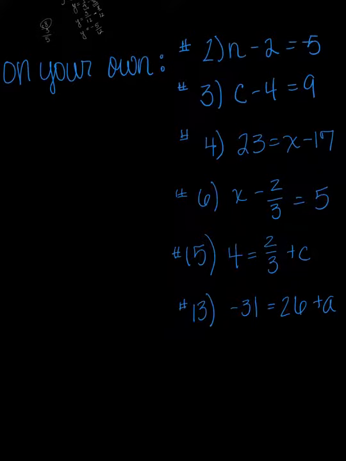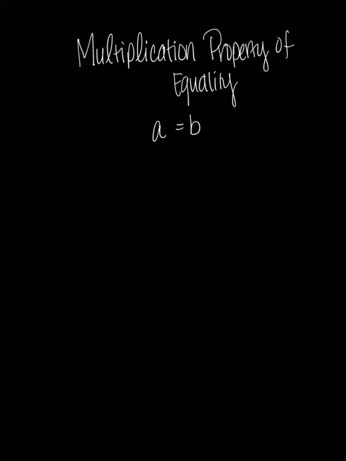Please do these 6 on your own, and then unpause me when you're ready to move into the multiplication and division properties of equality. All right, let's look at the multiplication property of equality. If A equals B, and I want to take number C and multiply it times B, in order to keep my equation true and equal, I have to do it to both sides. All right, let's look at this a couple of ways. I want you to also see that here I used a dot, and that represents multiplication.